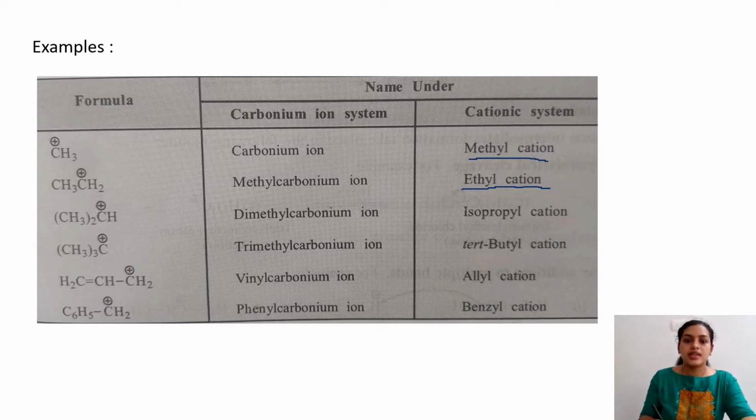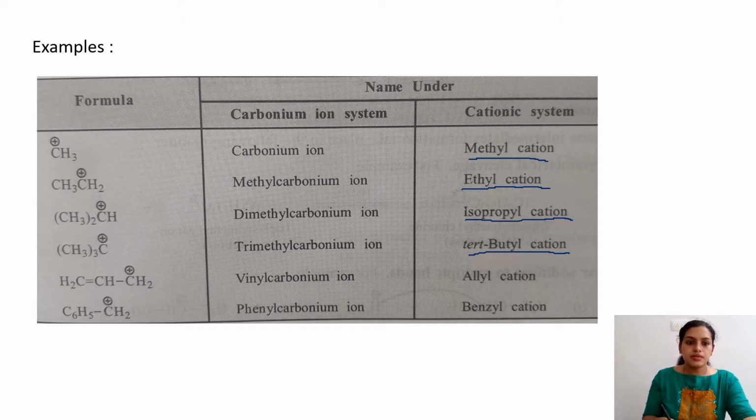And the third one, these are the most common carbocations that we are dealing with, that's why you have to know their names. This is isopropyl carbocation, and this one is tertiary butyl carbocation. All these three are alkyl carbocations. And this is allyl carbocation, and the last one is benzyl.